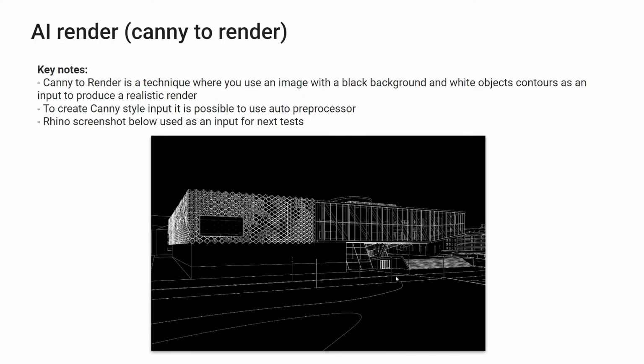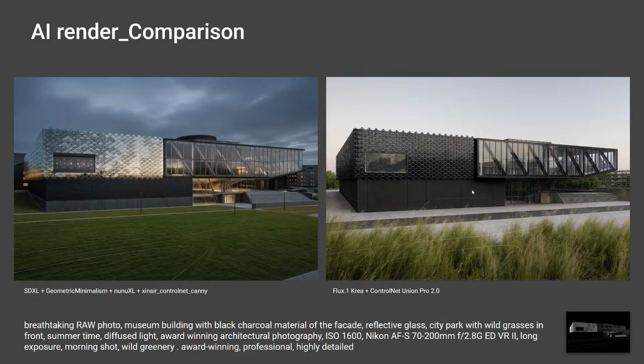So basically, let's say we have such a type of screenshot and we need to create a realistic render as we did in proper rendering software like 3ds Max, Blender, Unreal Engine, etc. It doesn't matter which render engine we use. So here we will use AI as a render engine instead of, let's say, 3ds Max. And this is the result with SDXL.